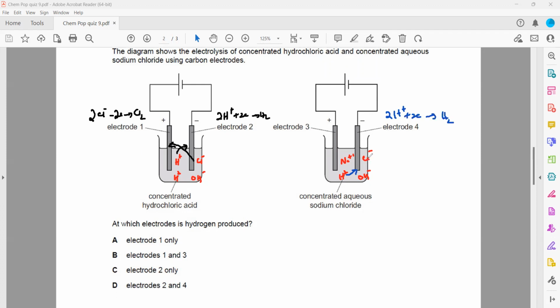And for negative ions, we check the amount. Sulfate, nitrate, and carbonate never move. In this case, we have concentrated aqueous sodium chloride. Because it's concentrated, there is more Cl, so there will be chlorine gas at electrode 3. The question is, at which electrodes is hydrogen produced? So hydrogen is produced at electrode 2 and electrode 4. That's why option D is the right answer.